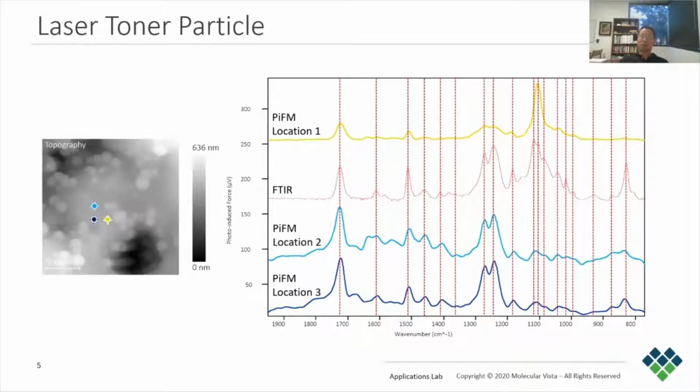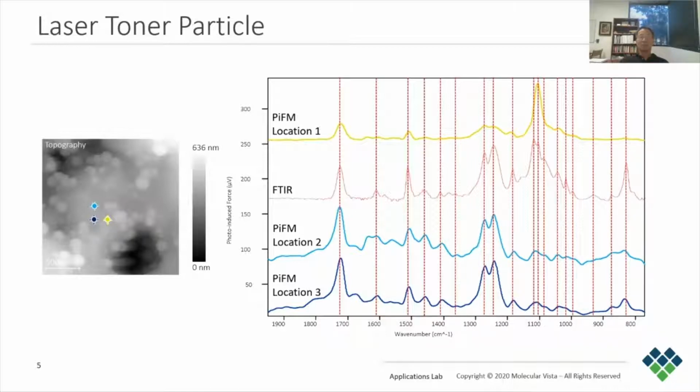In samples with nanoscale inhomogeneity, we should not expect a good match between the bulk FTIR spectrum and the local nanoscale PiFM spectra. In this example, a laser toner particle, which consists of multiple components, is ground to acquire an ATR FTIR spectrum as shown in red. A whole toner particle, which is about 7 microns in diameter, was glued down onto a substrate, and 3 spectra were taken at different locations.